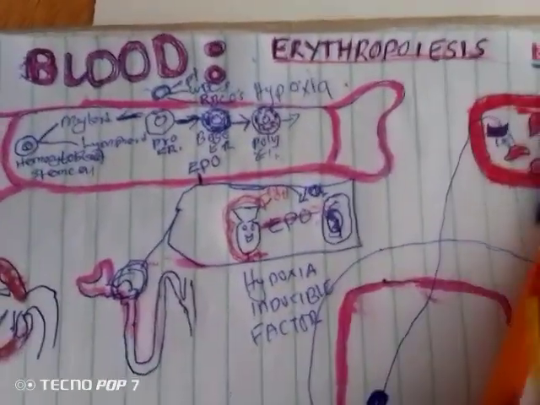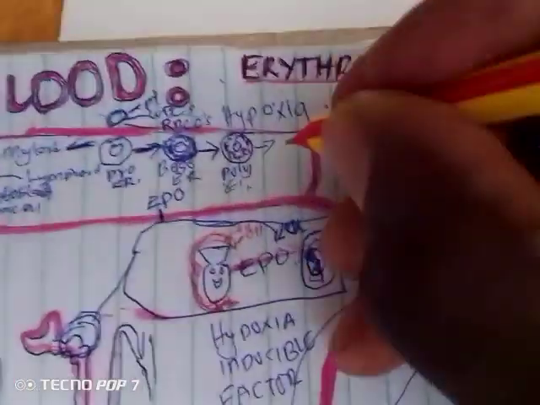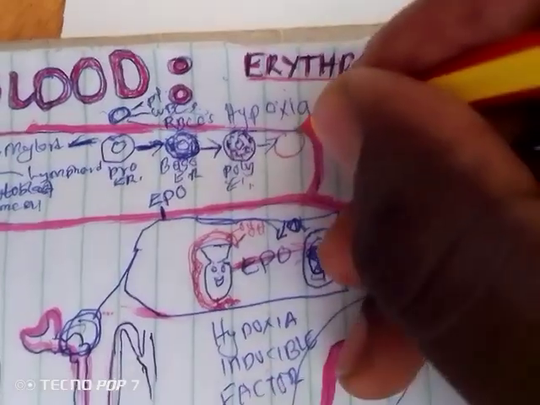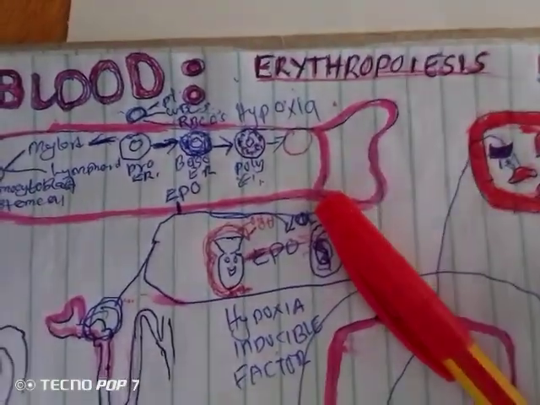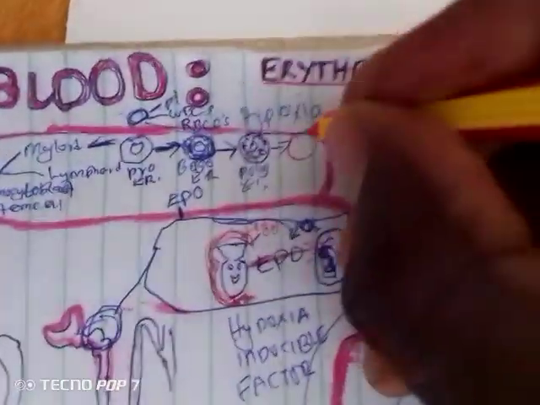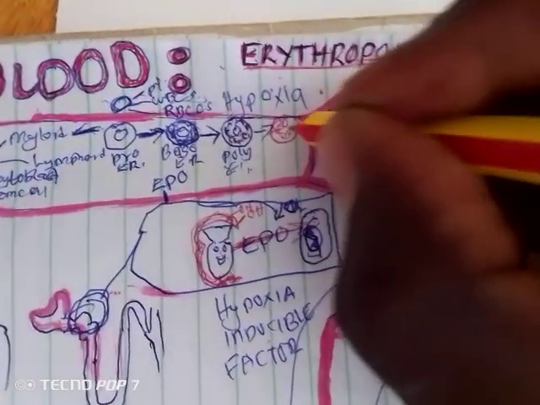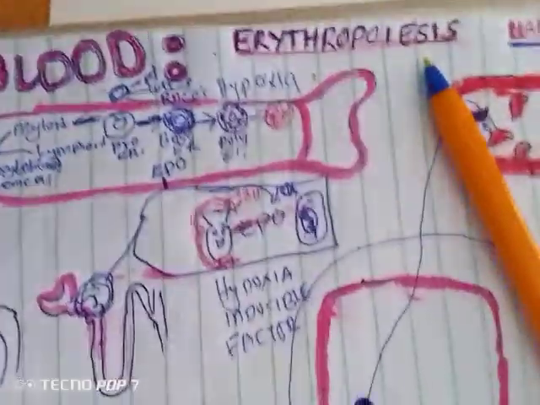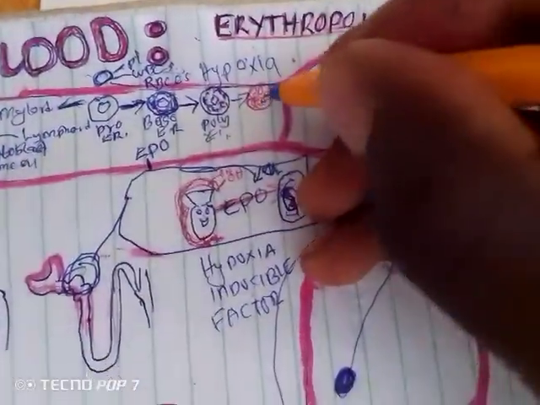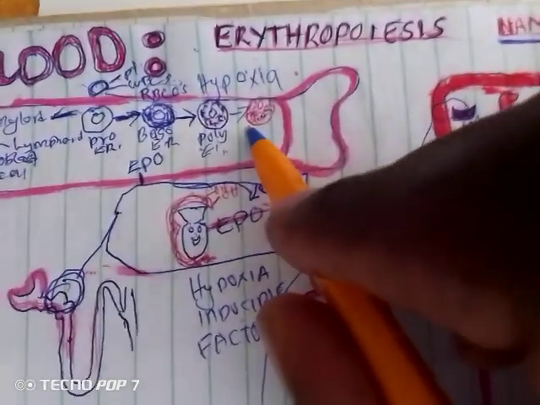Now this one forms the one that is now red, with a very small nucleus. It is very red with a small percentage of RNA. Now this one is called autochromatic erythroblast.